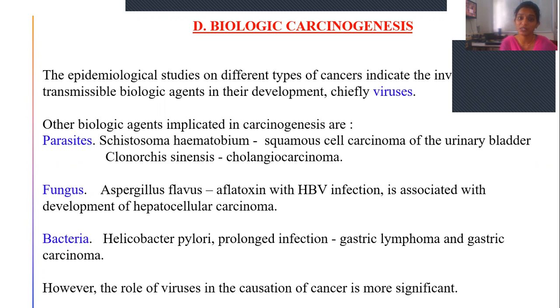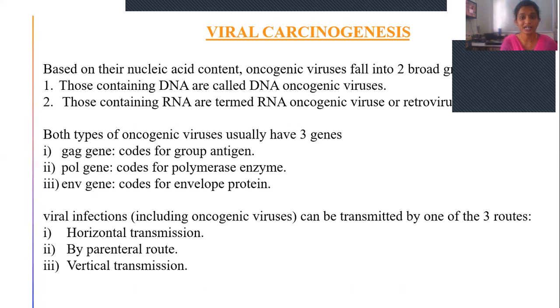And bacteria like H. pylori, which is commonly seen in peptic ulcer disease. When the gastric mucosa is repeatedly exposed to Helicobacter pylori, it causes carcinomas like gastric carcinoma or gastric lymphoma. So these are the agents that cause biological carcinogenesis. Mainly it is viruses; of all these, viruses are the most common cause of carcinogenesis. So in this class we'll be studying viral oncogenesis or viral carcinogenesis.